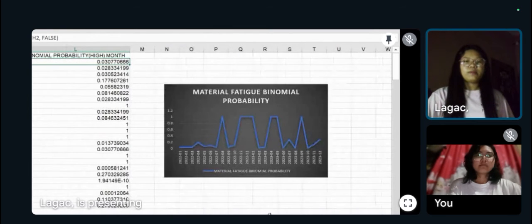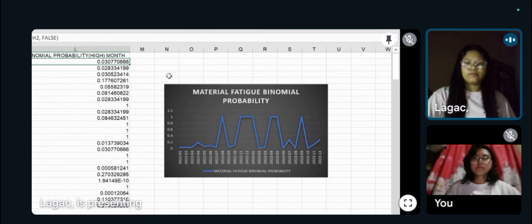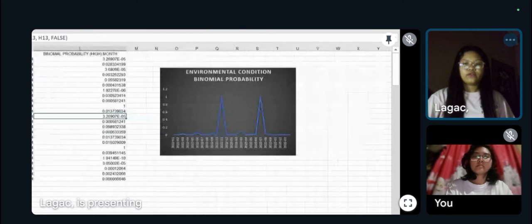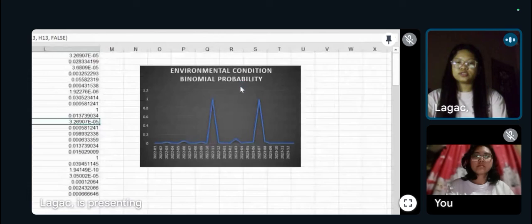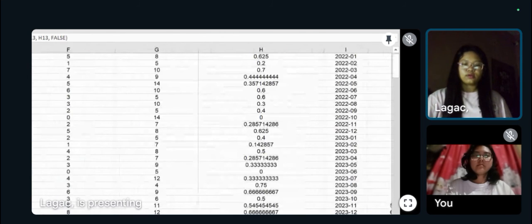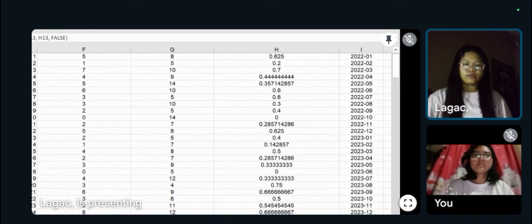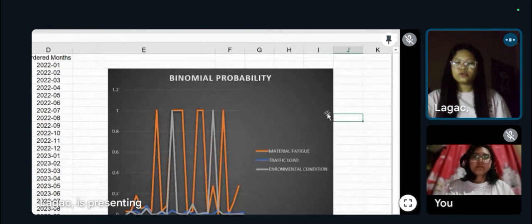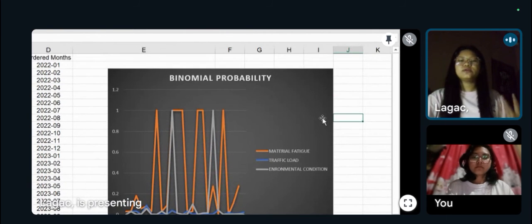So this is the result for the binomial probability of material fatigue, and this is for traffic load, and this is for environmental conditions. This is the graph for the overall binomial probability, which is being combined by the three factors. Now, Kyle will explain to you the results of our binomial probability.